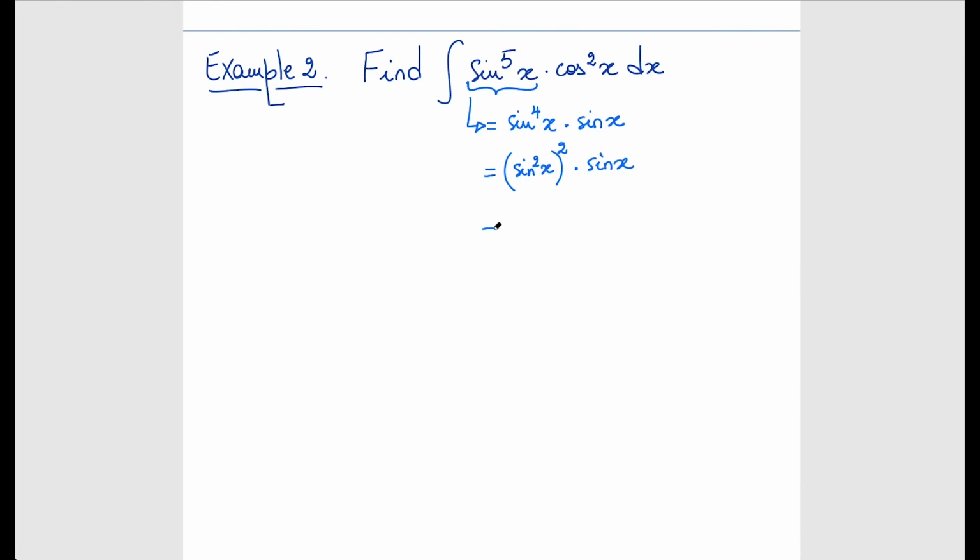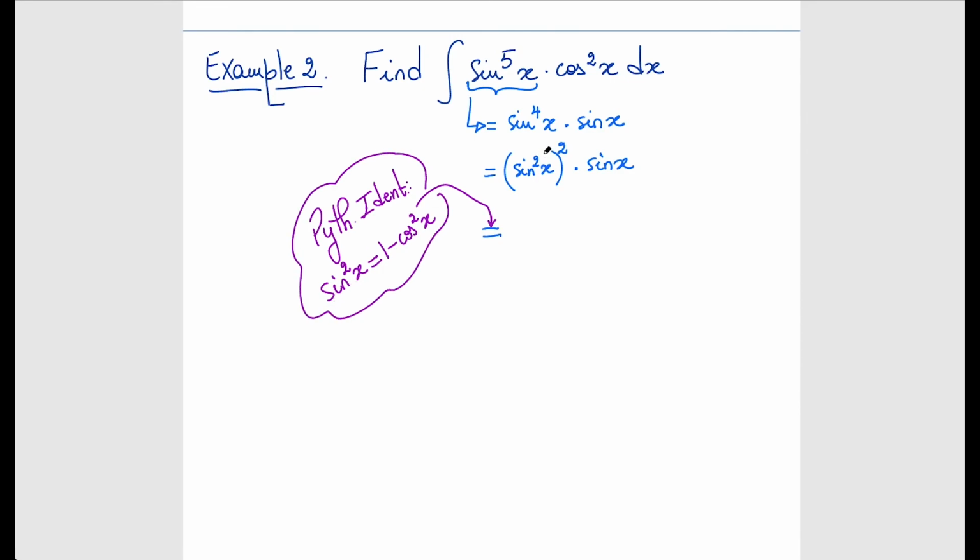Now you invoke the Pythagorean identity that we just recalled above. Let's do it again. What do you get? You know that sine squared x is 1 minus cosine squared x. So you can rewrite sine squared x as 1 minus cosine squared x. So this becomes in terms of cosine, and if you set now u to be cosine, the differential of u would be negative sine x dx.